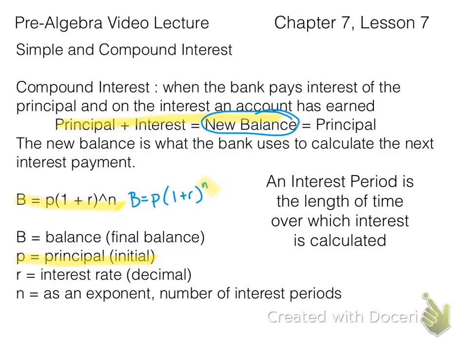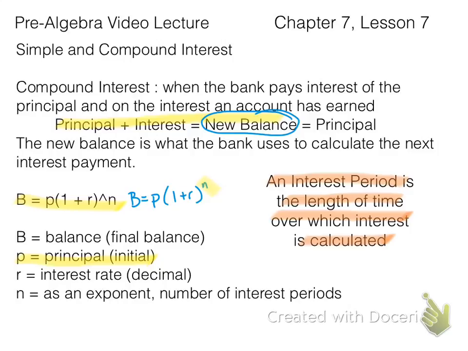The interest rate is still a decimal, and n is an exponent, which is the number of interest periods. An interest period is the length of time over which the interest is calculated, and it's usually the number of intervals. So if we're going by annual, which means this is calculated once a year, n would be the number of years we do this.